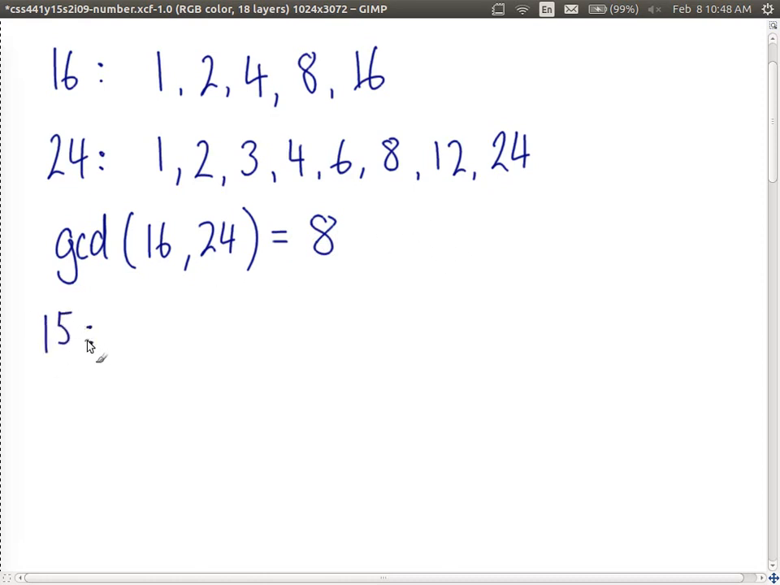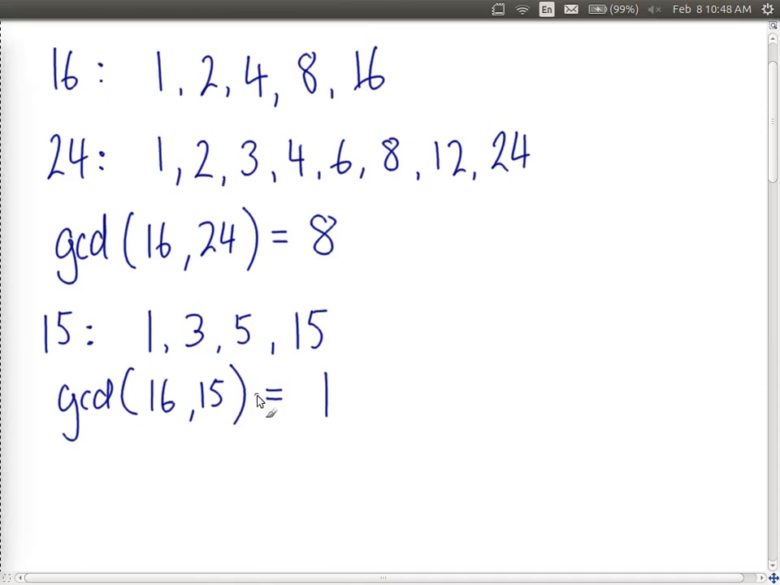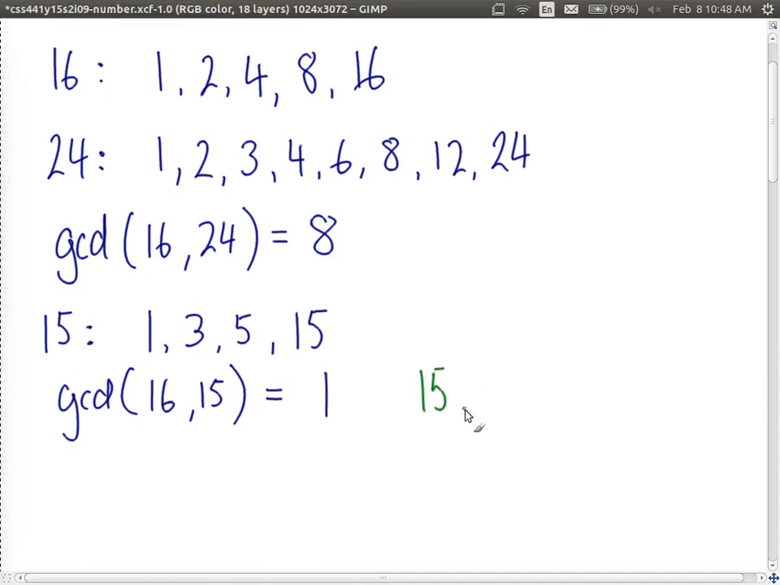15 has divisors 1, 3, 5 and 15. The greatest common divisor of 16 and 15 is 1, if we look at those sets. So we say there that 15 and 16 are relatively prime. They're not prime numbers, we'll see them later, but we say that those two numbers are relatively prime to each other. 15 is relatively prime to 16 and vice versa, because the greatest common divisor is 1.